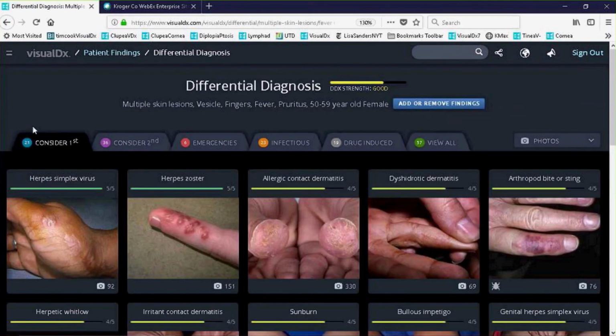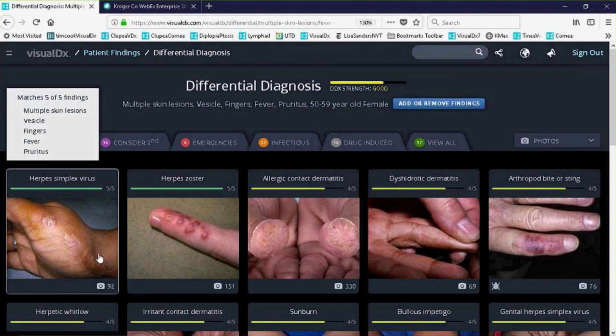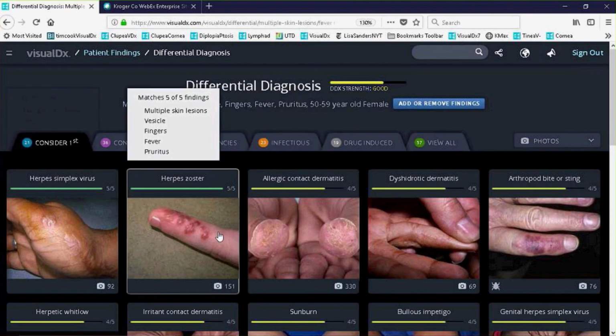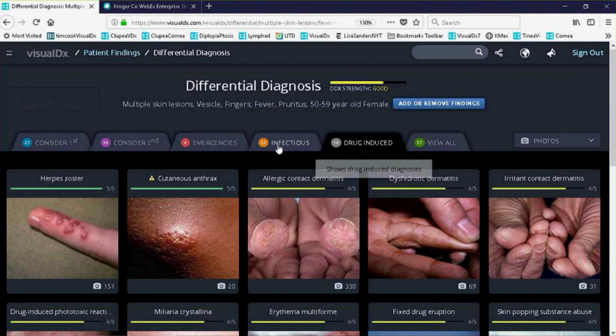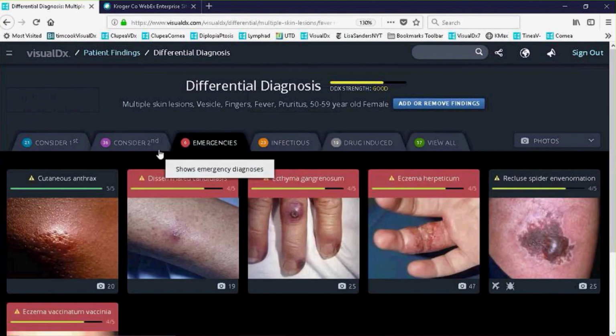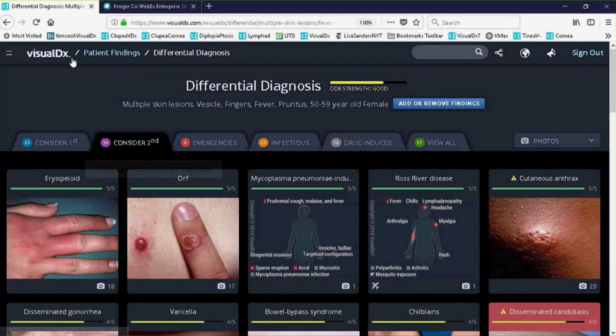We have this tab result: consider first, consider second, emergencies, infections, drug-induced, and view all. It defaults me into the common things first. So there's zoster, and you'll see others that are in here. You can get into the drug-induced, the infectious, the emergencies, consider second. VisualDx has expanded beyond dermatology.